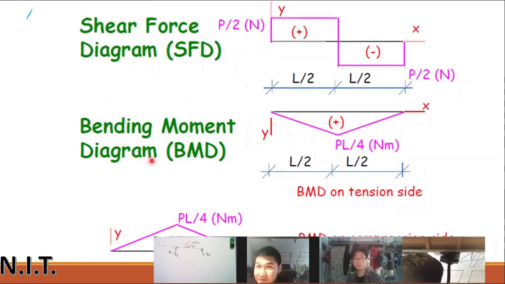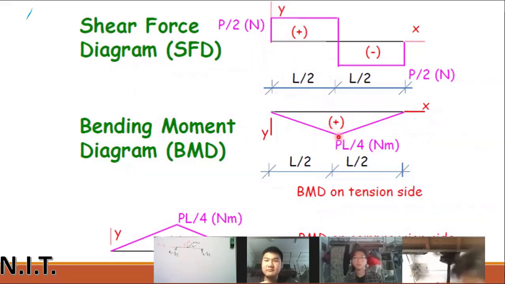So the bending moment diagram can be calculated by the area of the shear force. What is the area of the shear force? P by 2 multiplied by L by 2. The area of the shear force is equal to the bending moment. So P by 2 multiplied by L by 2 gives you PL by 4.